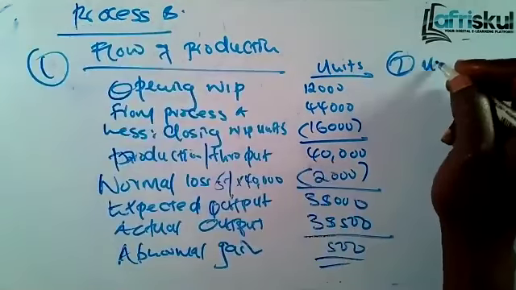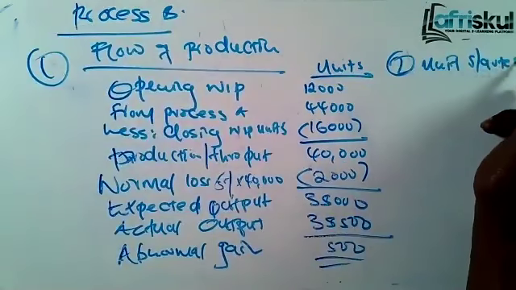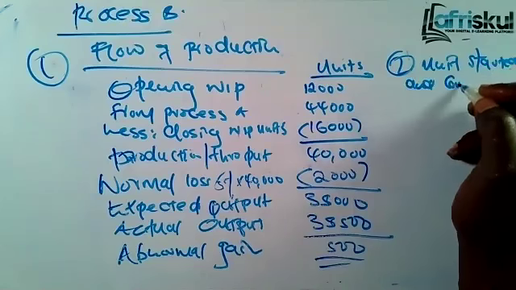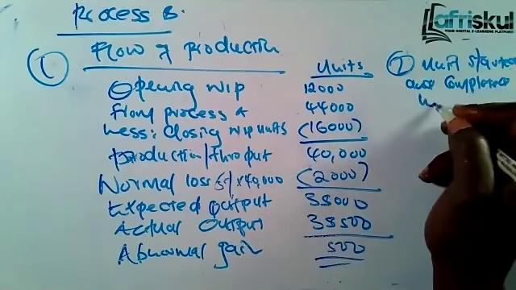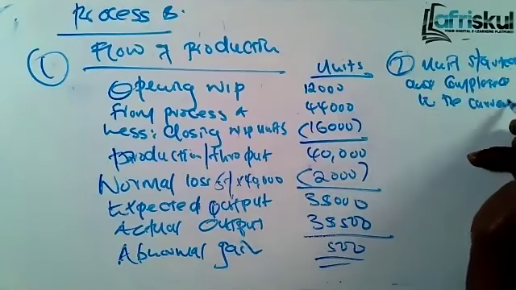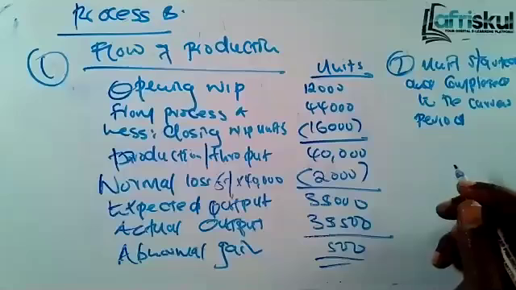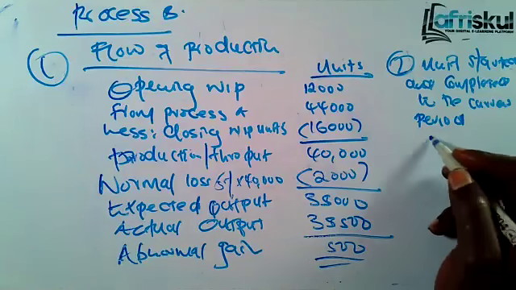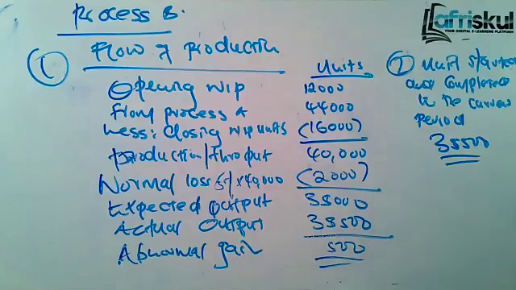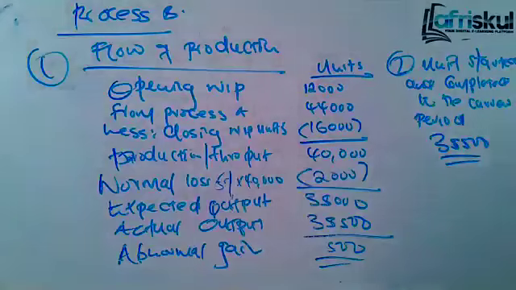Number two, units started and completed in the current period is actual output, which is 38,500. Remember, you're using weighted average. Those are the first two steps you do. They are similar. That is how you approach all process costing questions that include work in progress. We have done that one. We'll move on to the statement of equivalent units.